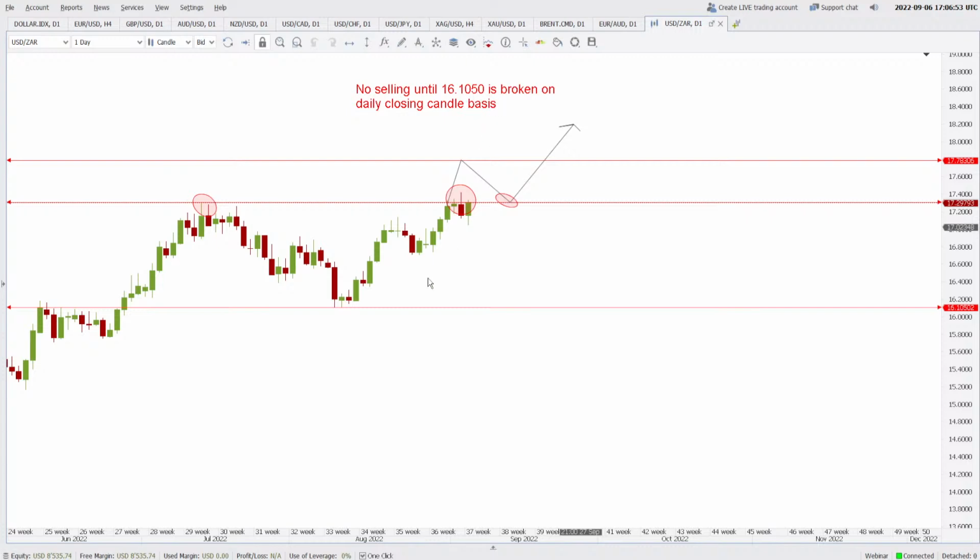So it may go to 16.1050 based on the bearish candle on, what is the day? Yesterday was 5 September 22. Okay, so let us see.